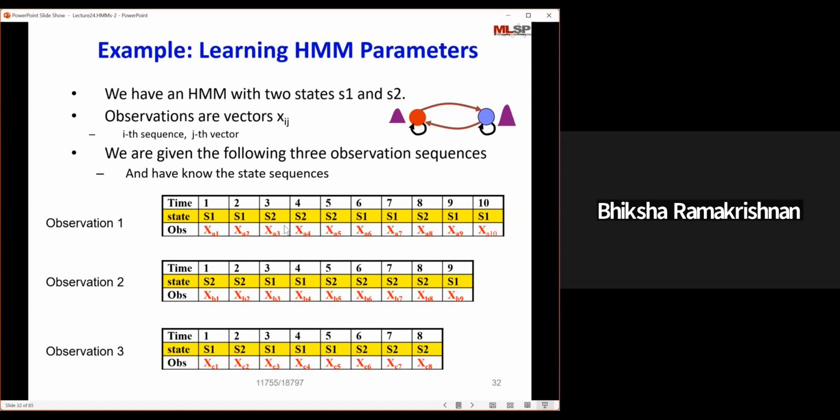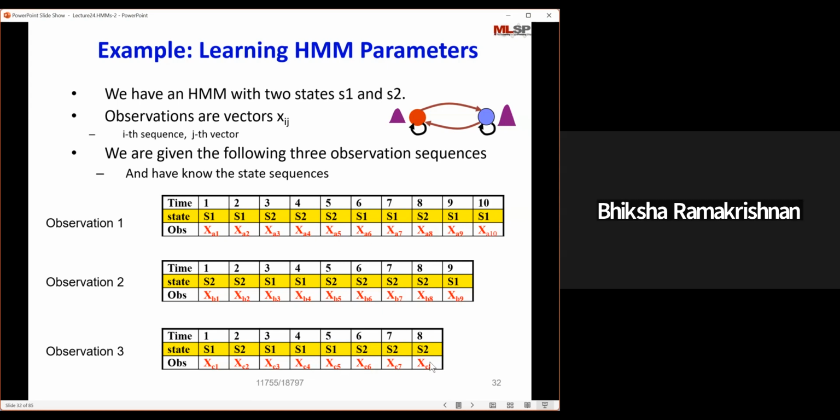Now, let me assume that I have these 3 training sequences. XA1, XA2, all the way through XA10 represents the first training sequence. XB1 through XB10 represents the second training sequence. XC1 through XC8 represents the third training sequence.